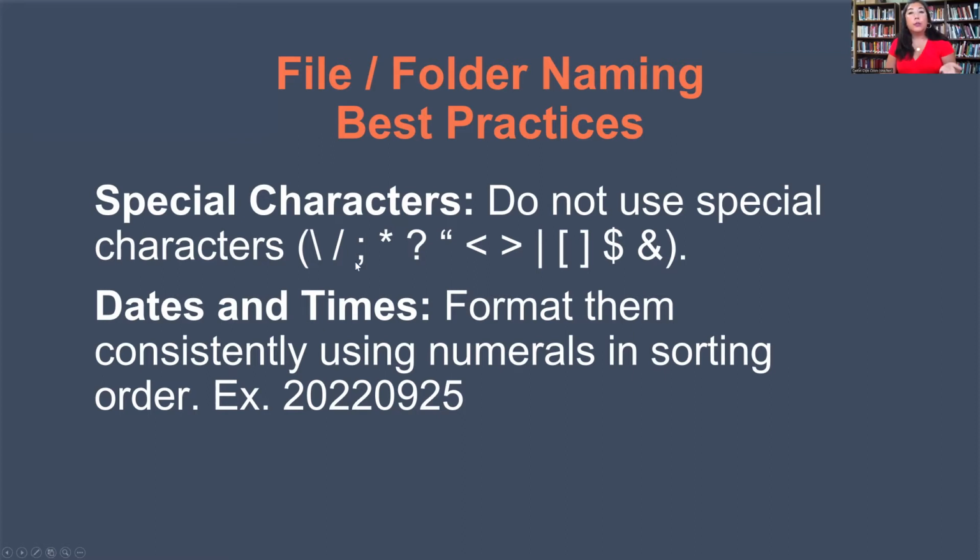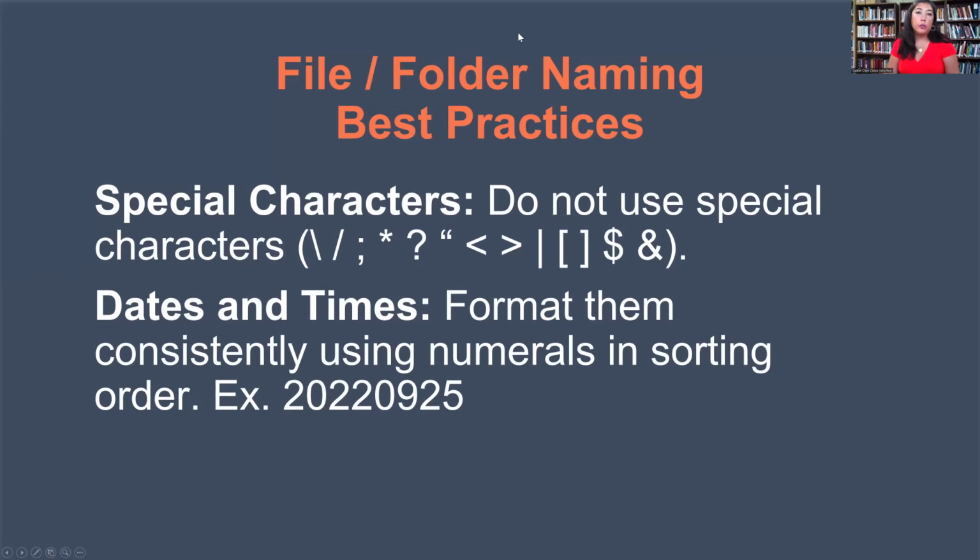And then dates and times, you just want those to be consistent. Decide how you want to format them and then go from there. Here we use numerals. In this example, you can see it's the year 2022, the month 09, and then the date 25. So this really helps in sorting when you use a consistent date. Yeah, so those are the best practices.